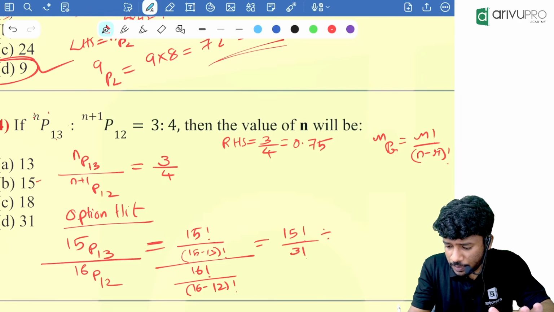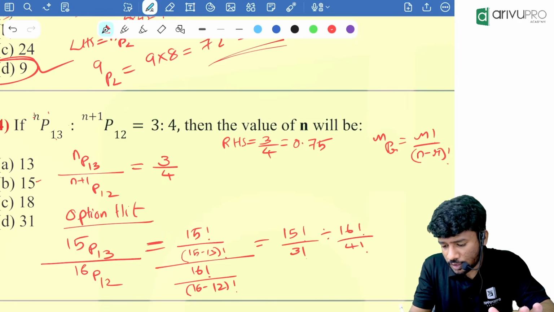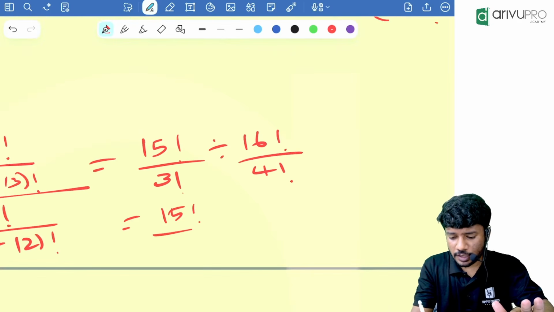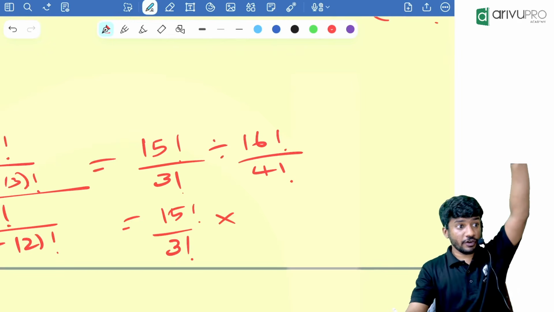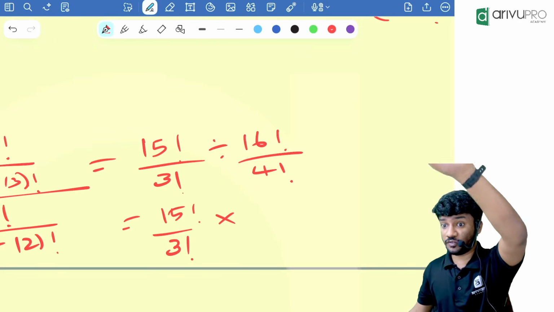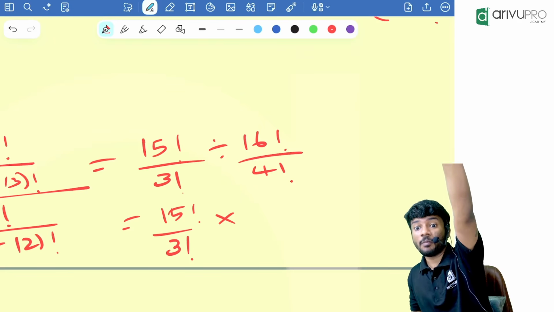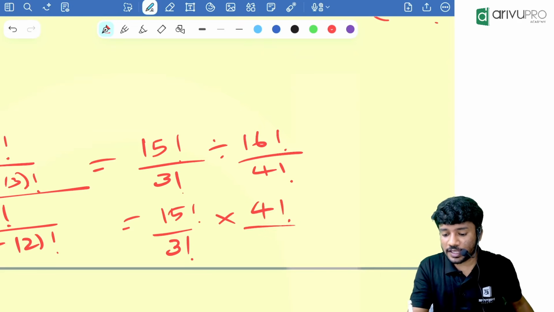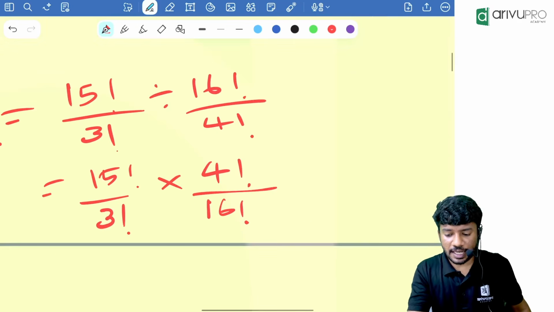Then divide by 16 factorial divided by 4 factorial. Now you tell me accordingly. Which will be what? 15 factorial divided by 3 factorial into. You remember from your basic class? Division, when we take the inverse, it will become what? Multiplication. So this will become into 4 factorial divided by 16 factorial. From this we will cancel things.